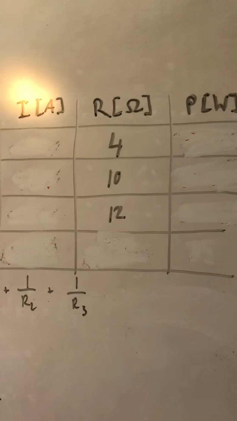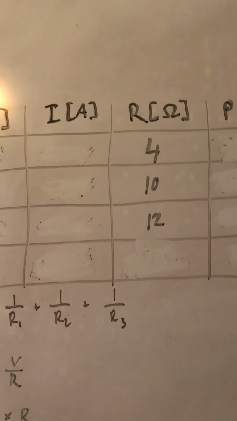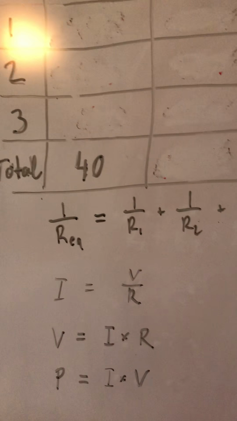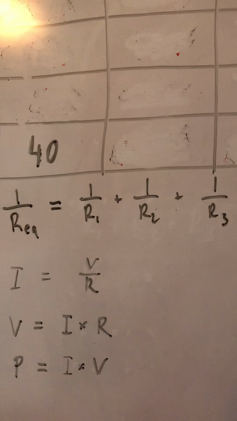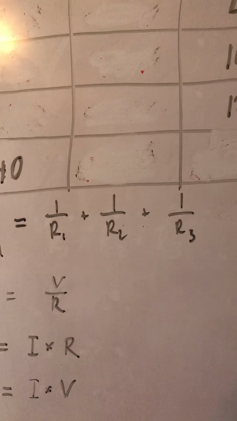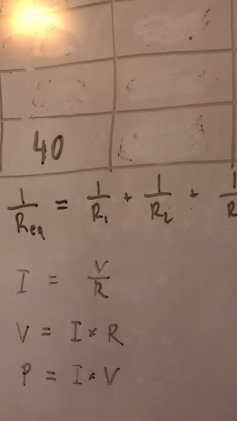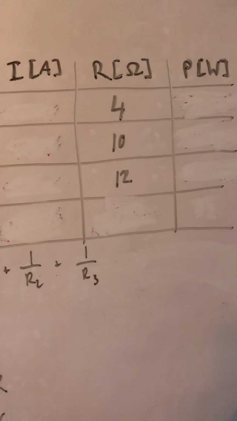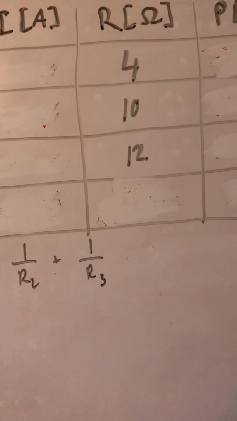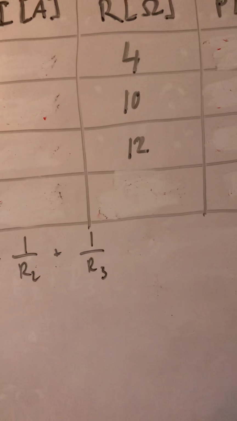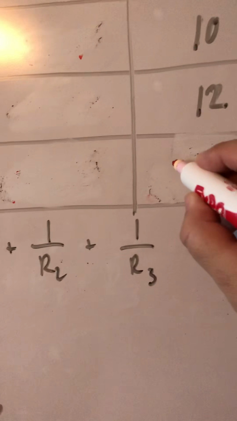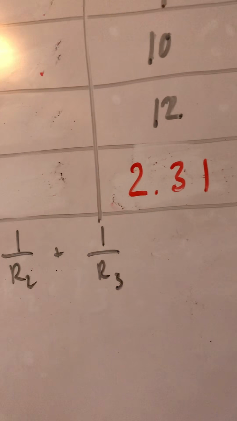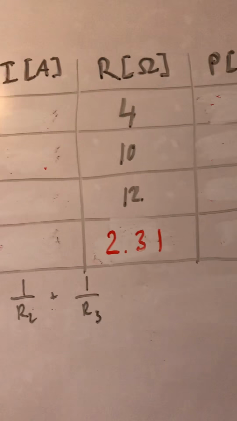And we are starting, just like in the last one, with the equivalent or total resistance in this circuit. Since this is a parallel circuit, we have to use this formula: 1 over the total resistance equals 1 over R1 plus 1 over R2 plus 1 over R3. When we calculate all that, so 1 over 4 plus 1 over 10 plus 1 over 12, and then take 1 over the result, we get a total resistance of 2.31 ohms, rounded to 2 decimal points.